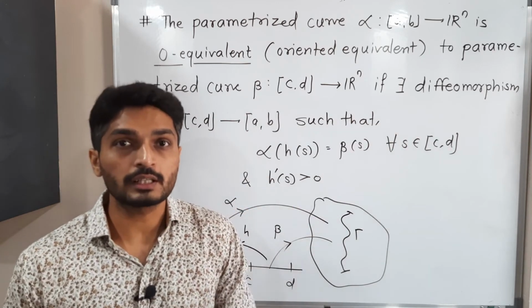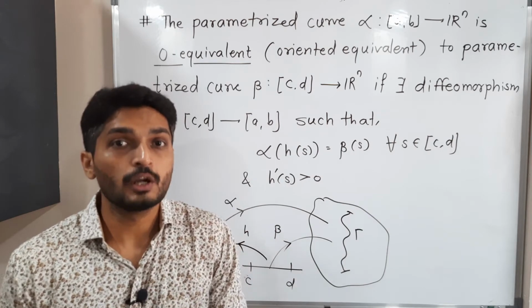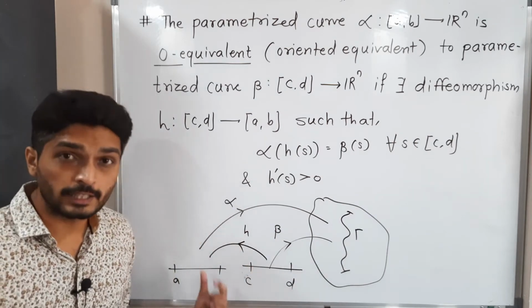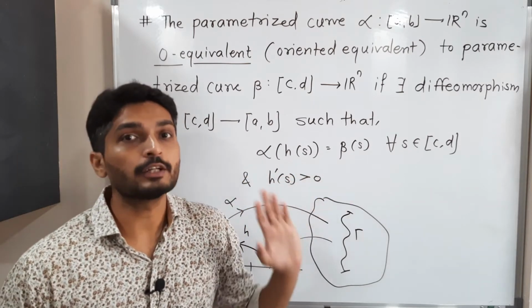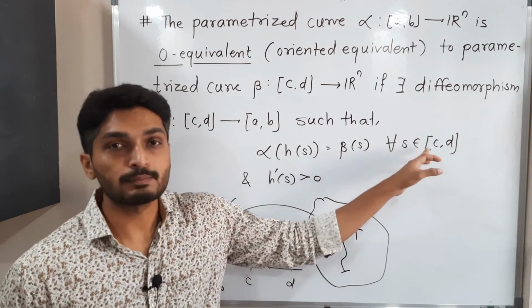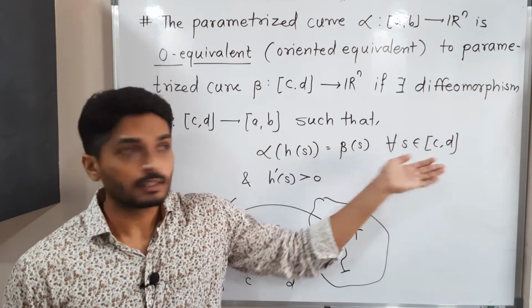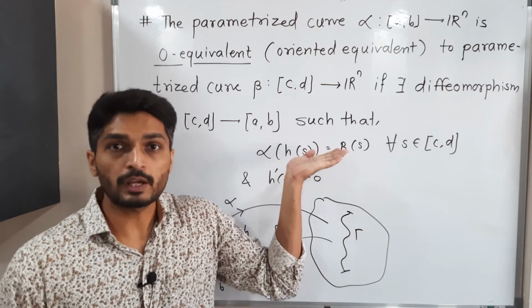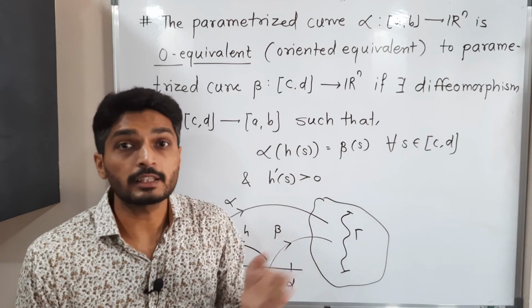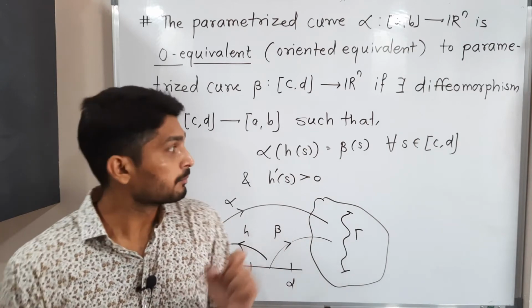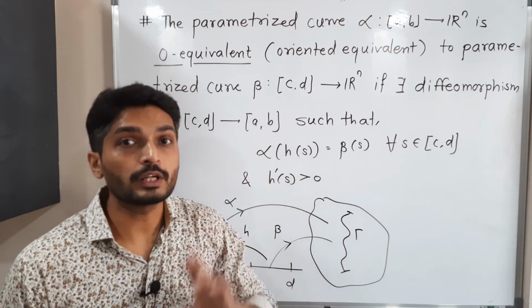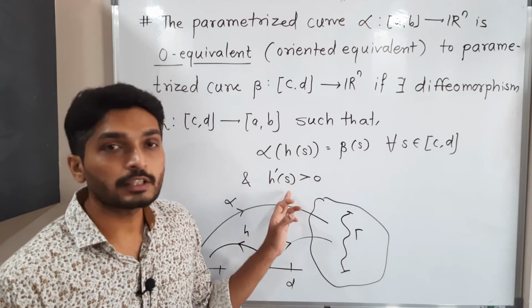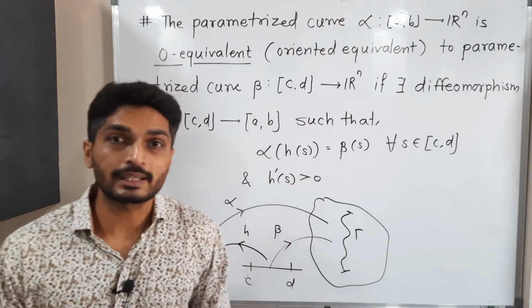So there should be a diffeomorphism h, defined from the closed interval [c, d] to [a, b], such that alpha of h of s is equal to beta of s for all s belonging to [c, d]. This definition we have already seen as equivalent parameterization, but because of an additional condition we call it O-equivalent, oriented equivalent. What is that additional condition? h dash of s should be greater than 0.